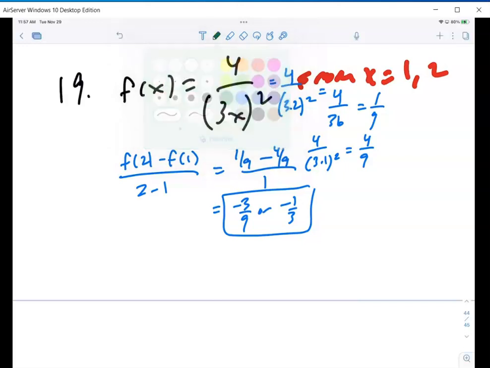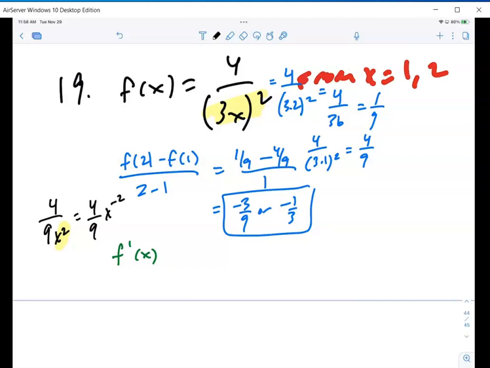Now to find the instantaneous rate of change, we take the derivative of this. Guys, if you expand that out to 9x squared, you can bring the x squared up, and that's fine. So let's rewrite this before I start as 4 over 3 squared is 9x squared. And then I can bring that up. So it's actually 4 over 9 x to the negative 2. Okay? So the derivative of that is going to be negative 2 times 4 is 8 over 9. And then when I subtract 1, x to the negative 3.